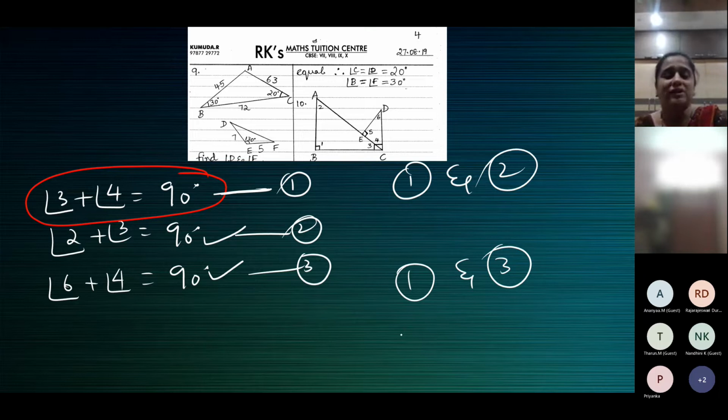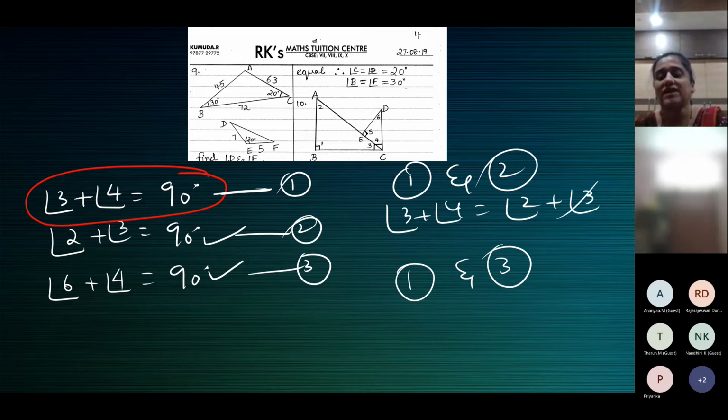So when you compare 1 and 2, what do you get? 3 plus 4 is equal to 2 plus 3. So 3 gets cancelled. So you get angle 2 is equal to angle 4. You will get more, meaning you can use AAA like this. This alone is enough actually. But I'm just telling you the other one.